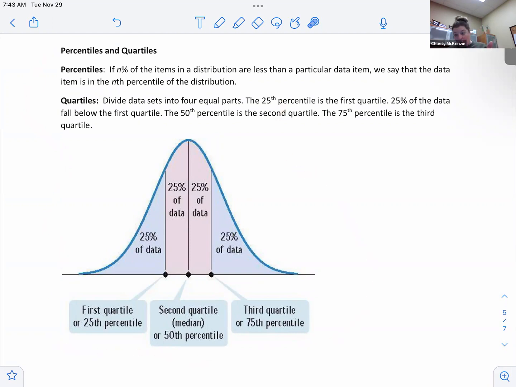Is your data normal, bell-shaped, with the mean, median, and mode the same? And then I want you to focus on the 68, 95, and 99.7 rules. And then I want you to focus on the z-score. Okay, that's it.